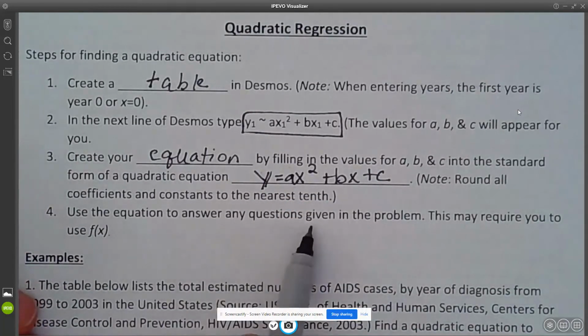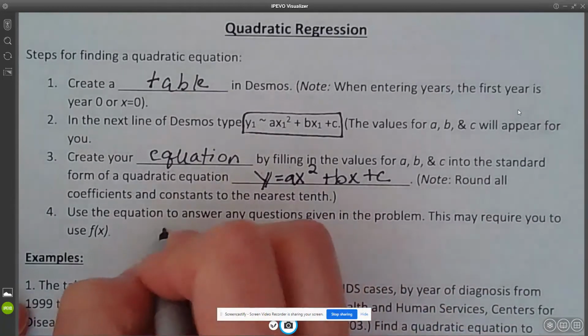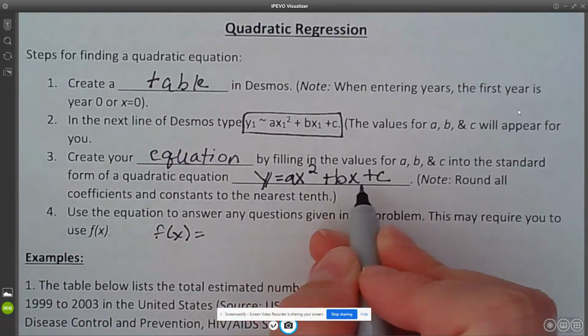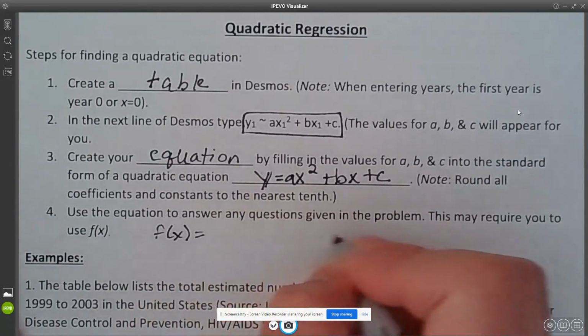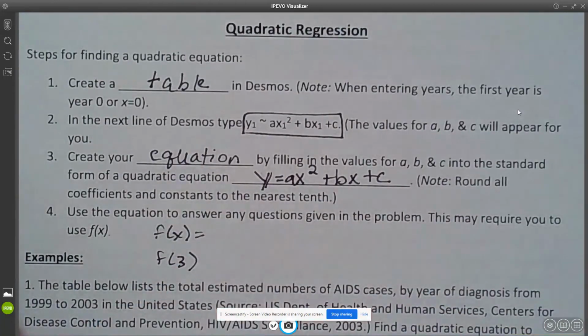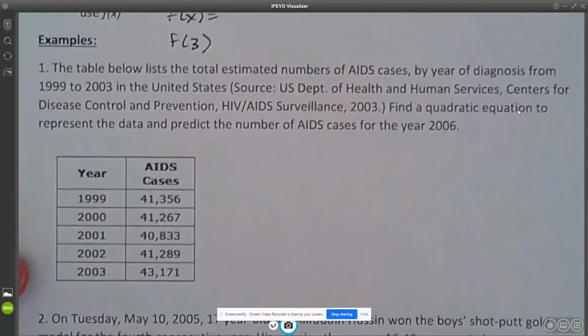Use the equation to answer any questions given in the problem, and this may require you to use f of x. What I mean by that is you might have to put f of x equals whatever you've come up with up here in this equation, and then do your equation. Say you were looking for f of 3. You might have to key that in. I'll also show you more about that here in just a minute. So let's look at our first example.